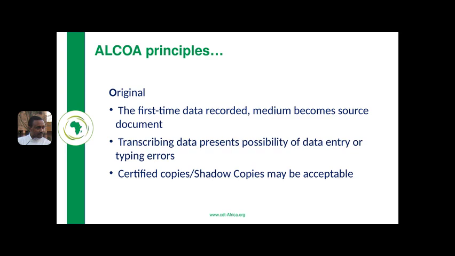But sometimes we may deviate from this principle. One example is certified copies or shadow copies of lab printouts from the lab machines. On these shiny papers, the information easily fades, and hence we can make a copy of this, and then we can sign and authenticate it and make it a certified copy.